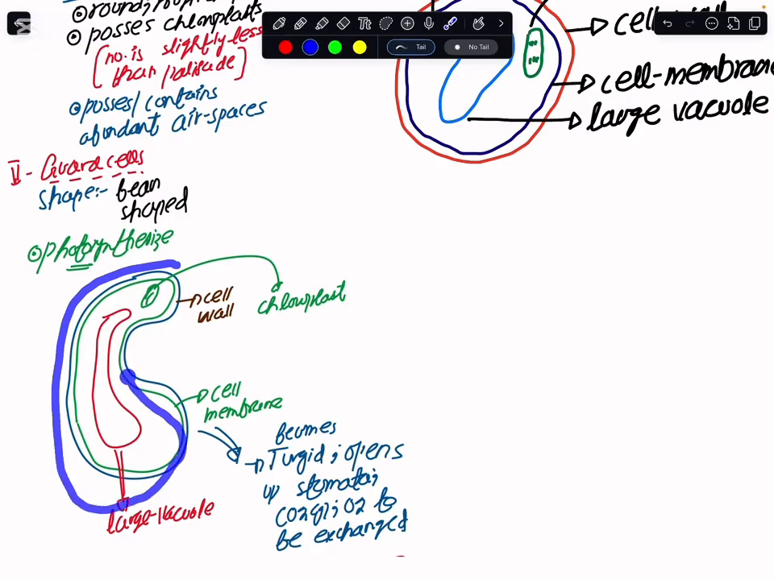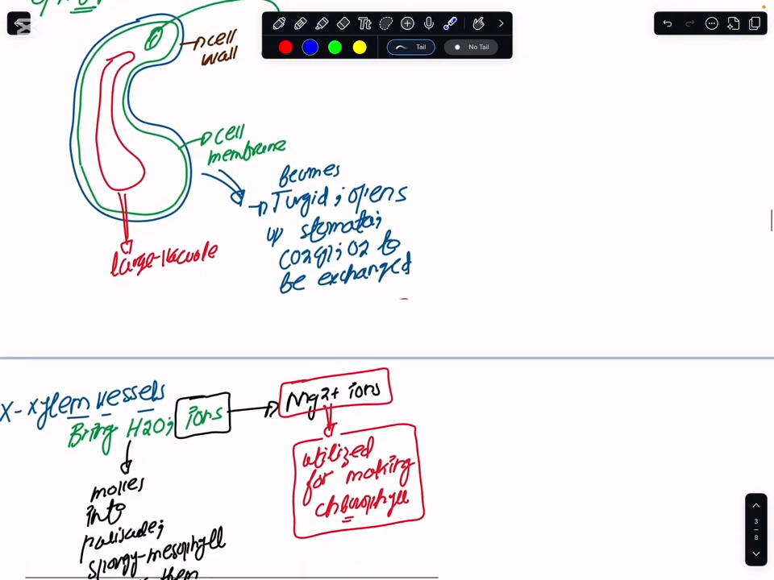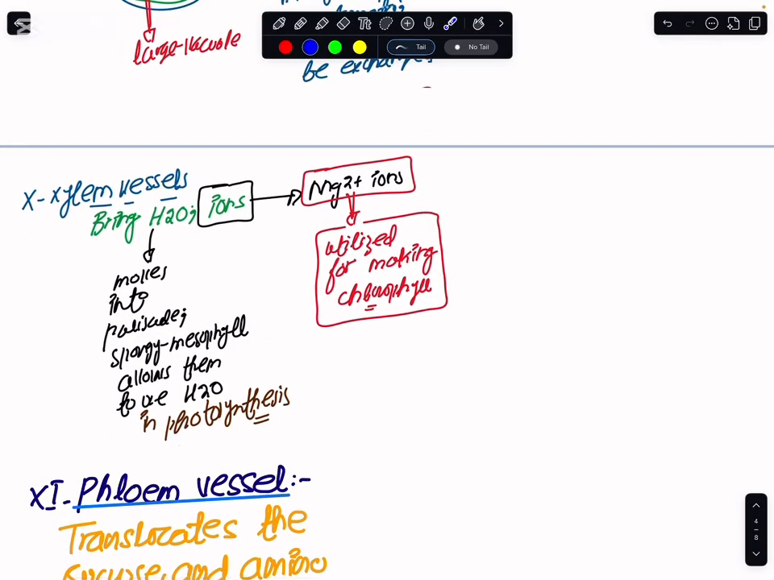And the cell wall exerts an opposing pressure on this large vacuole, so these guard cells become turgid. When they become turgid, the air spaces between them, the stomata, open up, and carbon dioxide gas goes inside the leaf, and oxygen gas diffuses out of the leaves. So this is how each and every cell or tissue in the leaves renders its role for the process of photosynthesis.